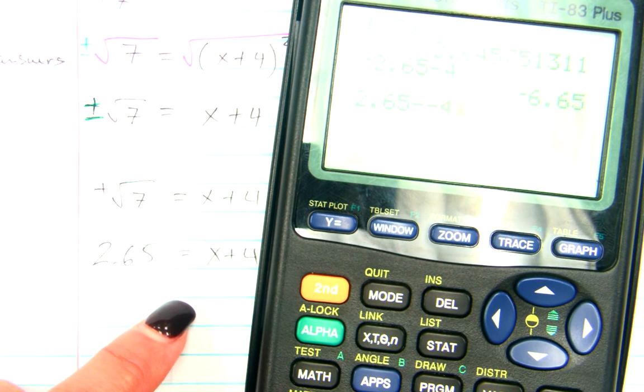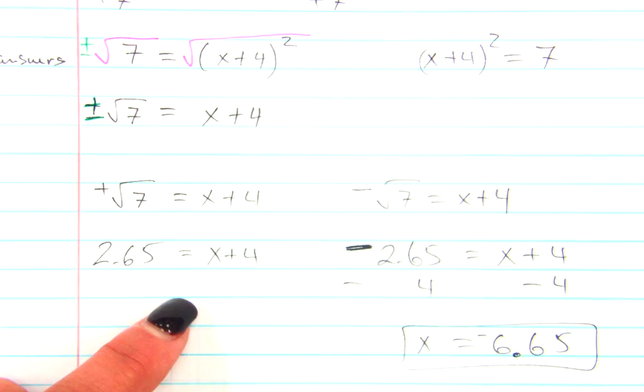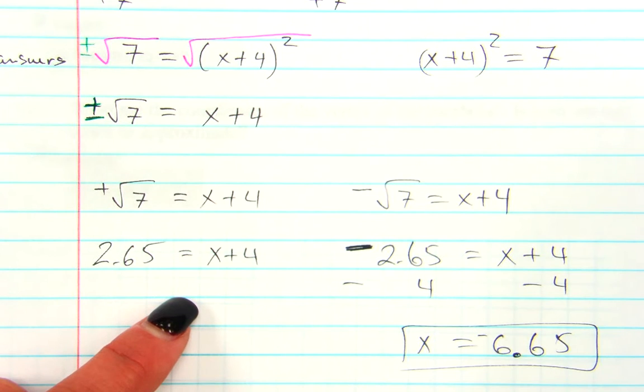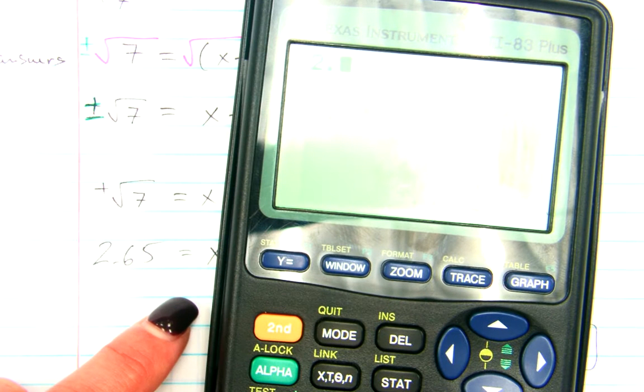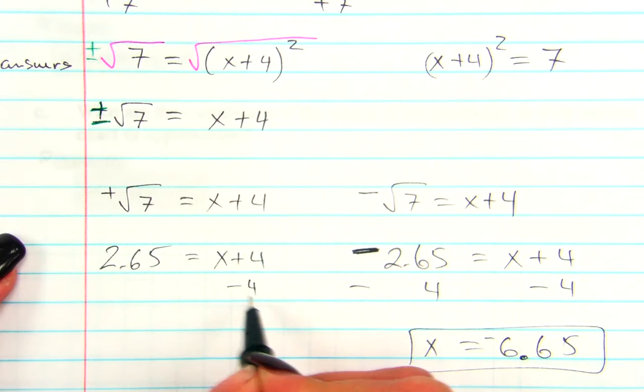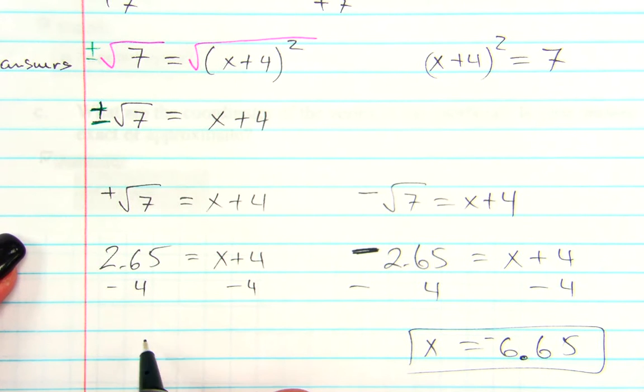minus the 4. Oopsie, clear. Yeah, I'm subtracting 4 from 2.65. I'm really tired, guys, so I apologize if I'm making weird mistakes. 2.65 minus 4 is negative 1.35. So subtract a 4, subtract a 4. We have negative 1.35 is equal to x.